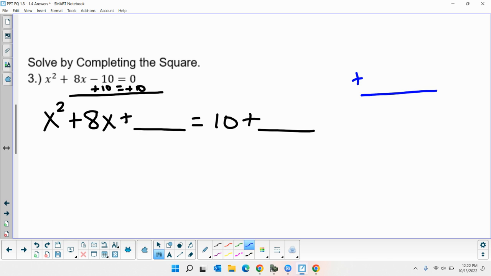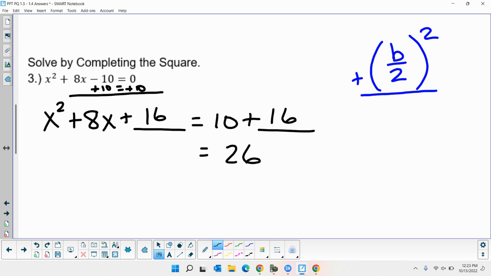It's always plus blank. How do I figure out the blank? B divided by 2, squared, right? So Braden, what's B? 8. Divided by 2, 4, squared, 16. Right. So that's 16 on both sides. 10 plus 16 is 26.